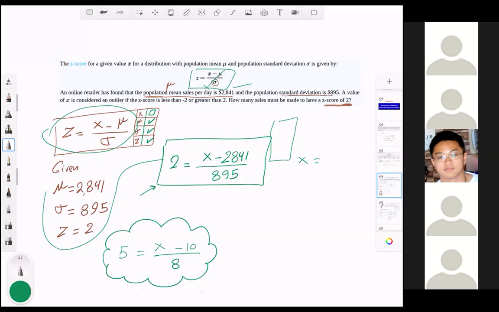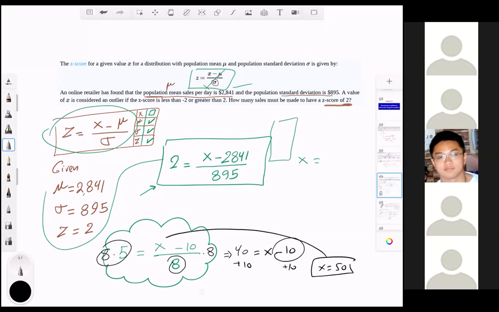In order to solve this, we have to get rid of the denominator. So I multiply by 8 on both sides. Then I get 5 times 8 is 40. 40 equals x minus 10. Then I have to get rid of negative 10, so I add 10 to both sides. Then x equals 50. I'm done. If I plug 50 here, 50 minus 10 is 40, and 40 divided by 8 is 5. So this is just an example that you are capable of solving an equation like this with a smaller number.